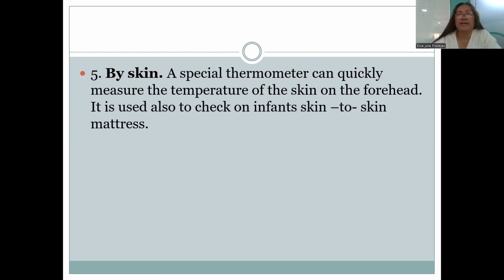How about by skin? A special thermometer can quickly measure the temperature of the skin in the forehead, and this is also used to check on infant skin-to-skin. And this is very common during the pandemic.